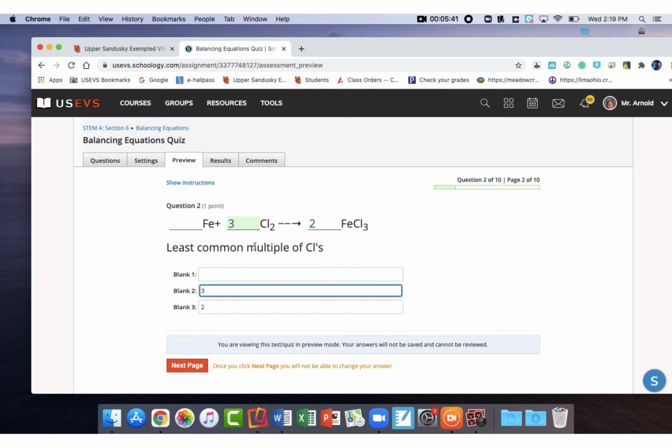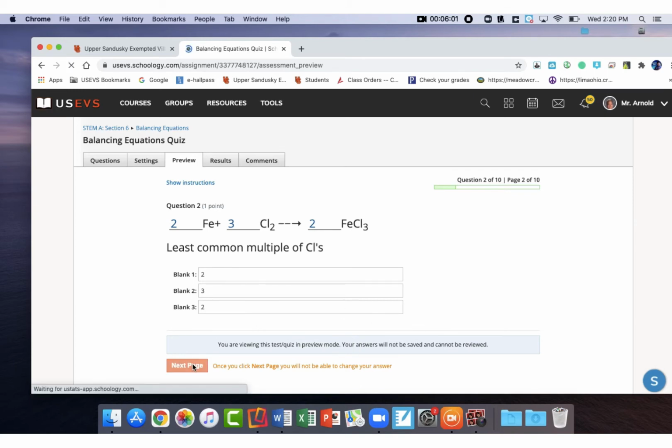Now, let's go back and look at what we don't have. We don't have Fe's. We have one Fe over here. We go back here, we have 2 times 1. We have 2 Fe's on this side. So we just need to have 2 on this side. So let's put a 2 for the Fe's, and I believe the equation is balanced.